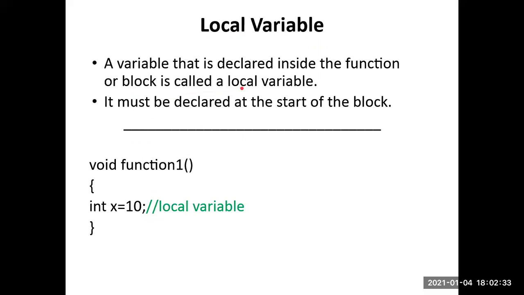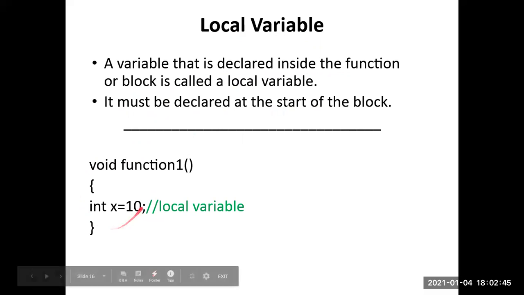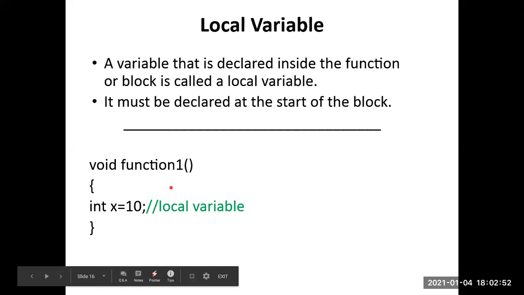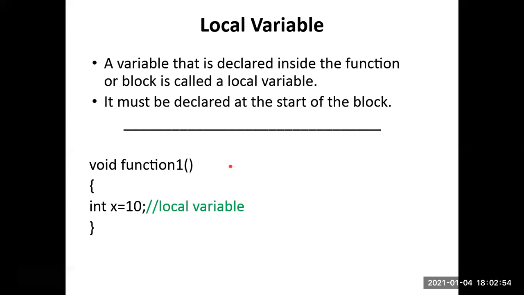A variable that is declared inside a function or block is called a local variable. It must be declared at the start of the block. See here, this is what the syntax looks like. We're going to take a function, and inside this function we're going to declare a local variable. We're going to see this in a real scenario.